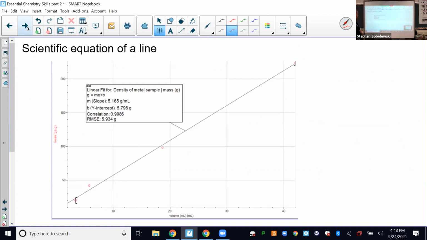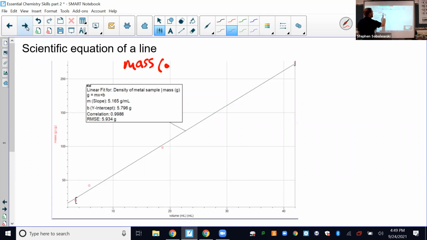So here's another sample lab data, but this one says density of a metal sample. Notice what this group did. They took mass on the y-axis and volume on the x-axis, and they used that to find density. This is something that we'll be doing soon. Let's write the scientific equation of a line. So we start with y equals mx plus b. The y value is mass. I'm aware it says mass, grams, grams. That's just a typo there.